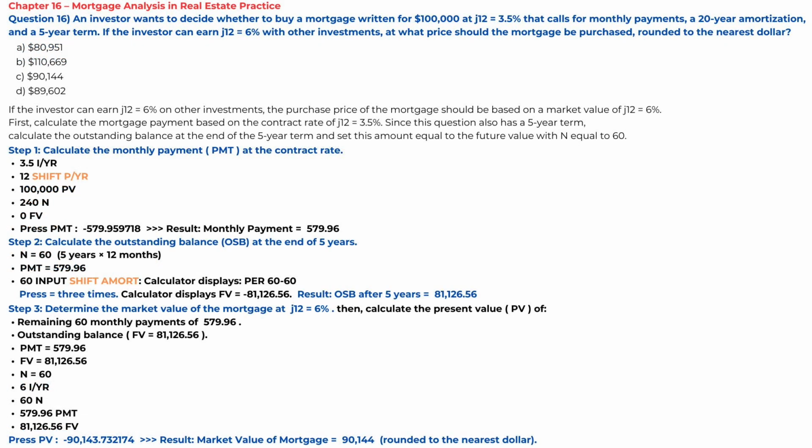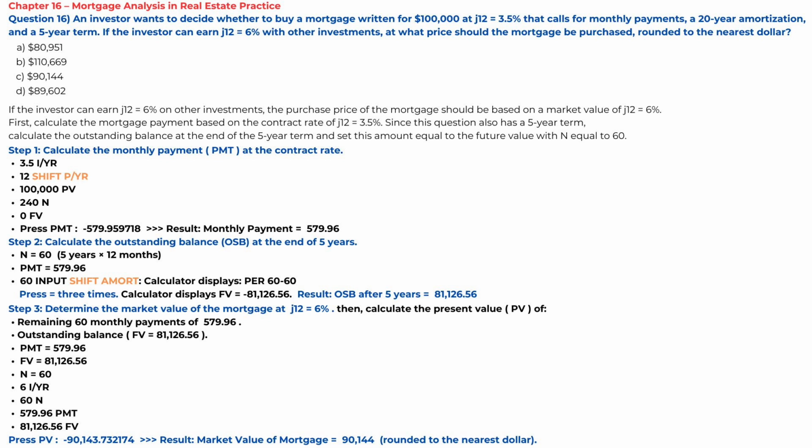Question 16. An investor wants to decide whether to buy a mortgage written for $100,000 at J12 equals 3.5% that calls for monthly payments, a 20-year amortization, and a 5-year term. If the investor can earn J12 equals 6% on other investments, at what price should the mortgage be purchased, rounded to the nearest dollar? The purchase price of the mortgage should be based on a market value at J12 equals 6%.